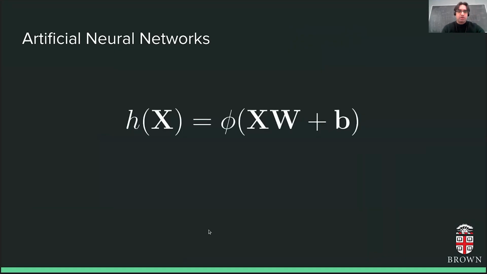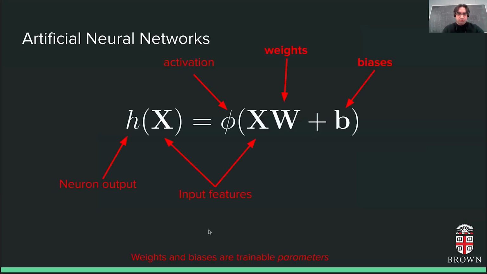So this is a key equation in artificial neural networks. What are they? So H is your neuron output, X is your input features. So for example, if you're trying to model particles, input features may be mass, momentum, charge, spin, et cetera. Weights and biases are the things that are learned. And phi is the activation function.